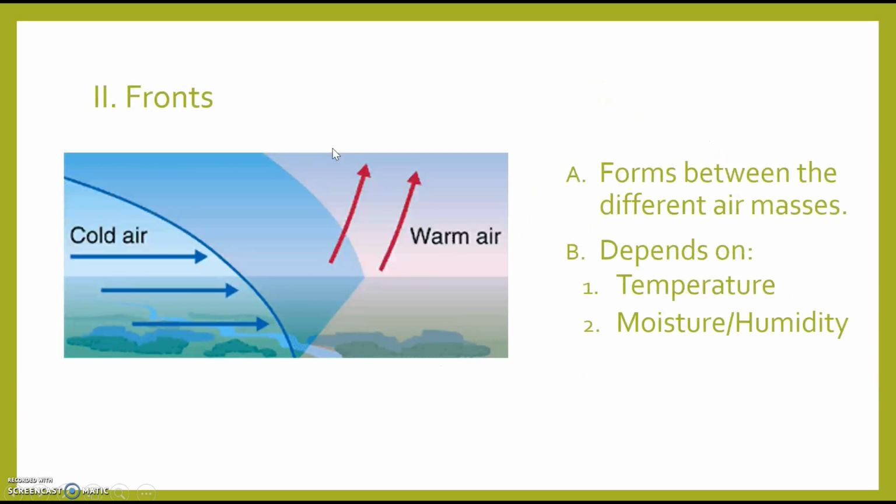And if you take a look at this picture here, you'll see how it hits like a wedge. So when the cold front comes in, it's going to be a wedge. It's going to push the warm air up. That's why the warm air going up is going to cause a little bit of rain at first, but then afterwards you have clear skies.